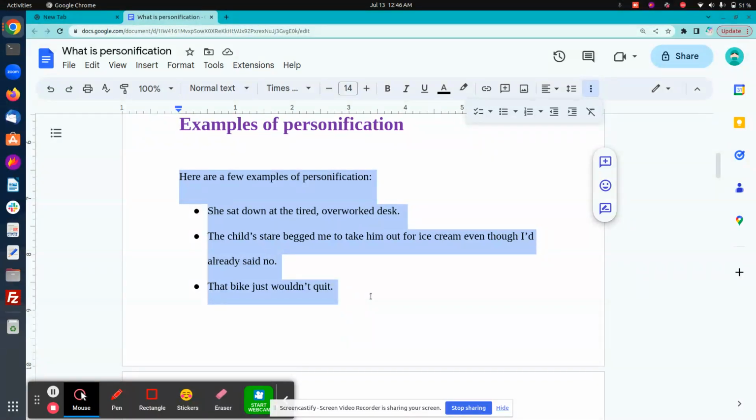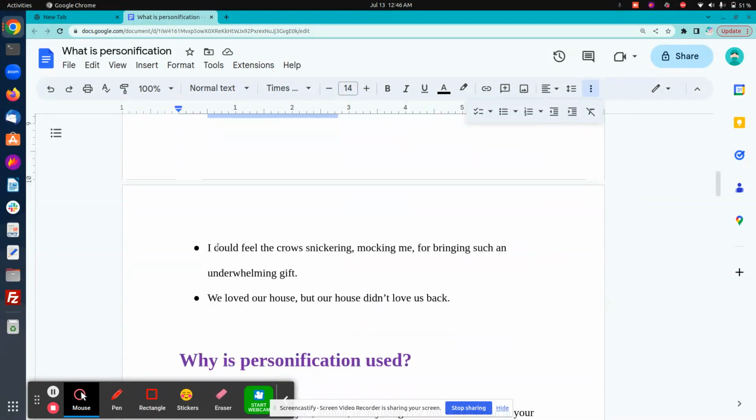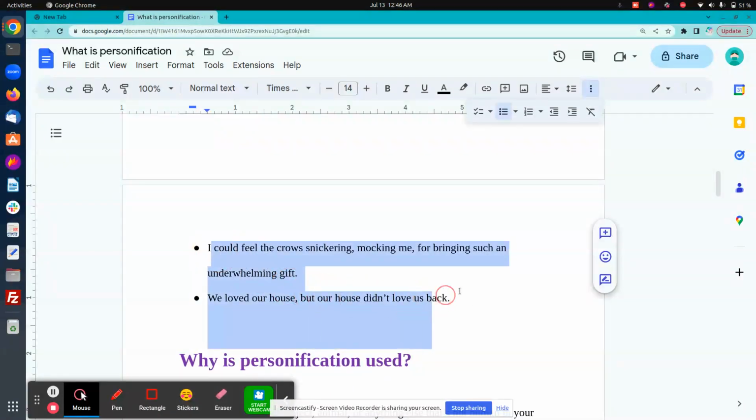That bike just wouldn't quit, and quitting is again a human trait. Here the writer has given a human trait to the bike, which is non-human. And then the last one we have: we loved our house but our house didn't love us back. Again, loving, feeling for someone else, empathizing and caring, these are human traits, given to a non-living object.